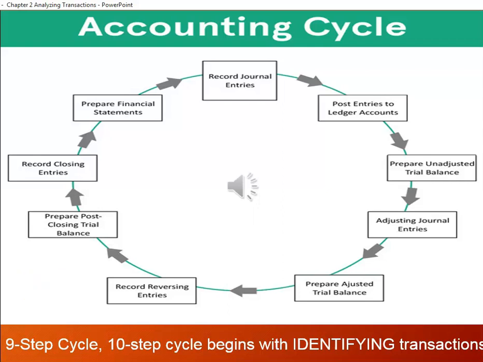All right. Before we get into some examples, I want to bring up this concept of the accounting cycle. This diagram on our screen is a 9-step cycle. I prefer a 10-step cycle. A 10-step cycle would begin with identifying business transactions. And so now we're going to get into this first part here of actually recording journal entries.